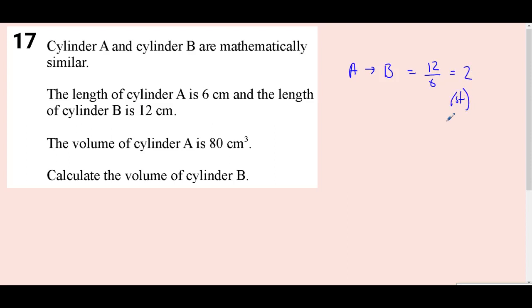The scale factor for volume is going to equal 2 cubed. So the volume scale factor is 8. If cylinder A is 80 centimeters cubed, the volume of A, we're going to need to times by 8. So we'd want to do 80 times 8. That's going to give us 640 centimeters cubed.